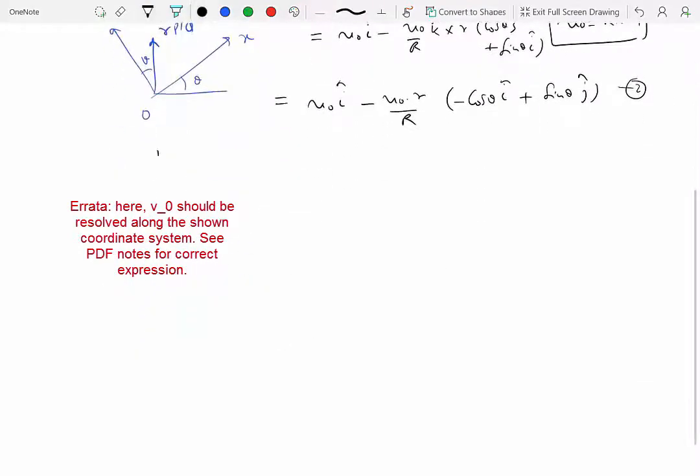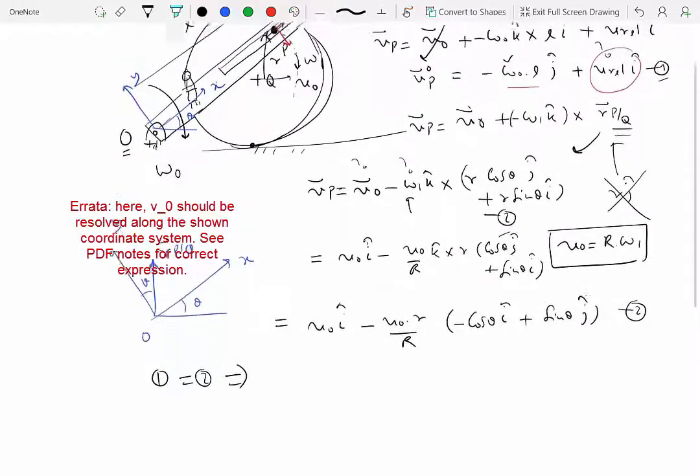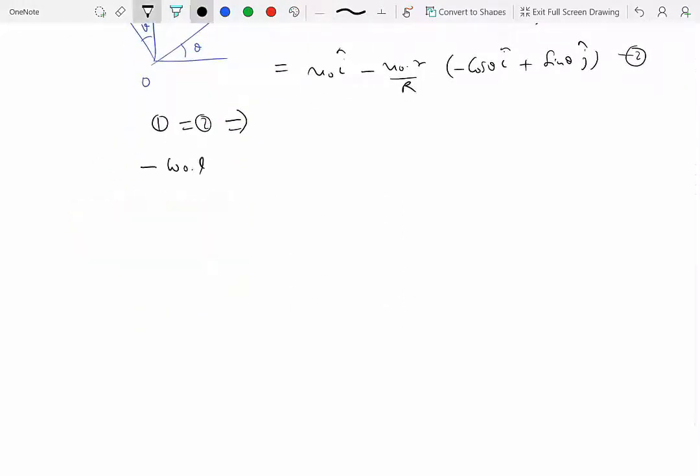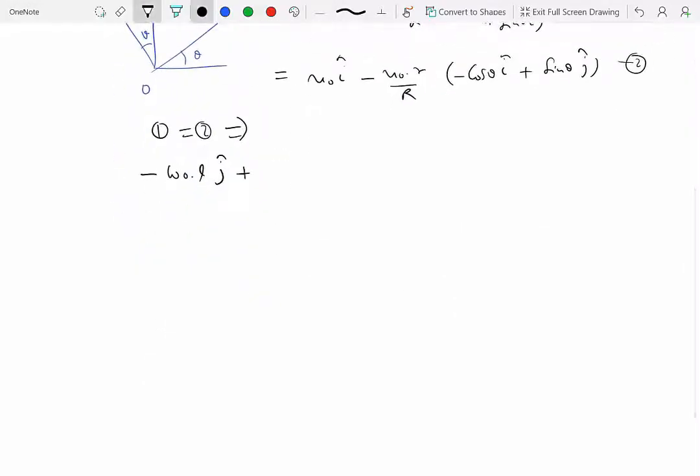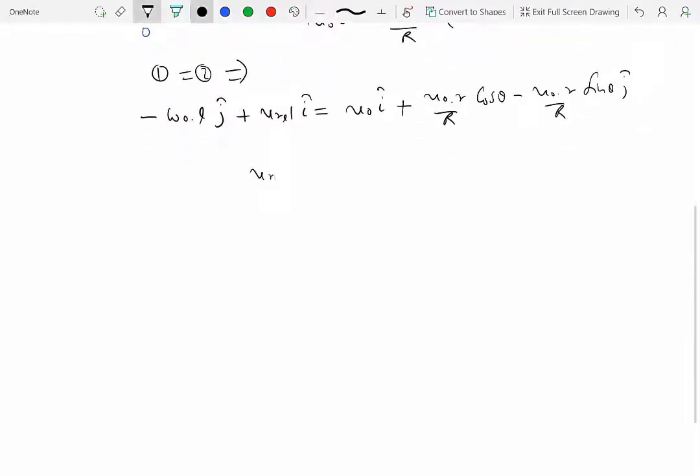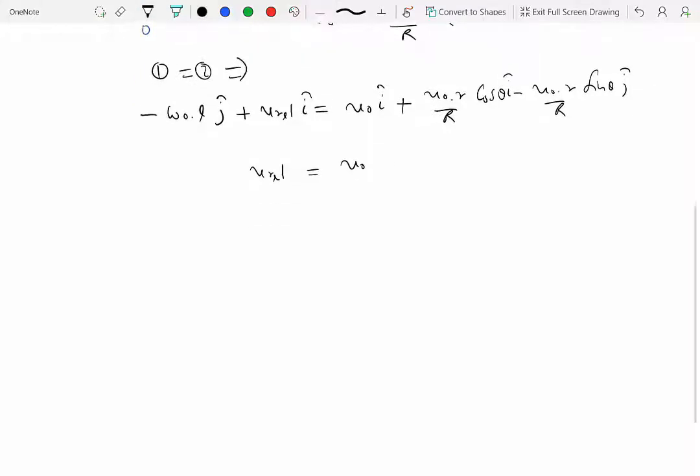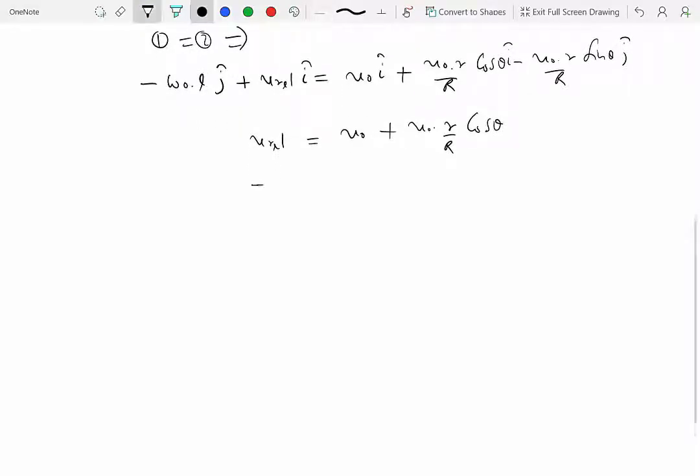And now we can equate 1 and 2. Equation 1 is minus omega 0 L j hat plus V relative i hat, equal to V0 i hat plus V0 R over R cosine theta i hat minus V0 R over R sine theta j hat. I forgot to write i hat over here earlier. On the left-hand side, the i hat coefficient equals the i hat coefficient on the right-hand side. And then we have minus omega 0 L equal to minus V0 R over R sine theta.